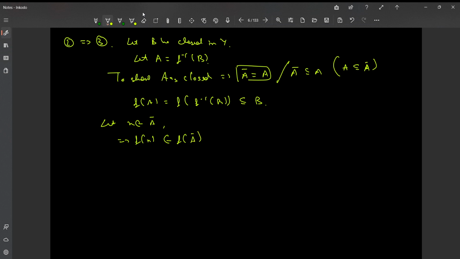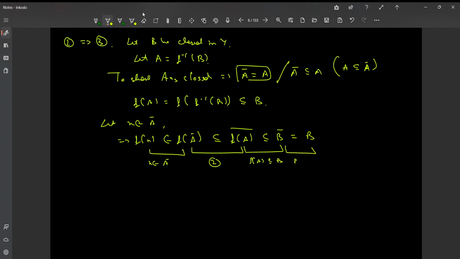Then what is f of x? f of x must be contained in f of A closure, since x is contained in A closure. But using the second statement, f of A closure is contained in f of A whole closure. But f of A is contained in B, so f of A whole closure must be contained in B closure. But B is closed, so B closure must be equal to B. This happens because x is in A closure, from statement 2, since f of A is contained in B, and since B is closed.